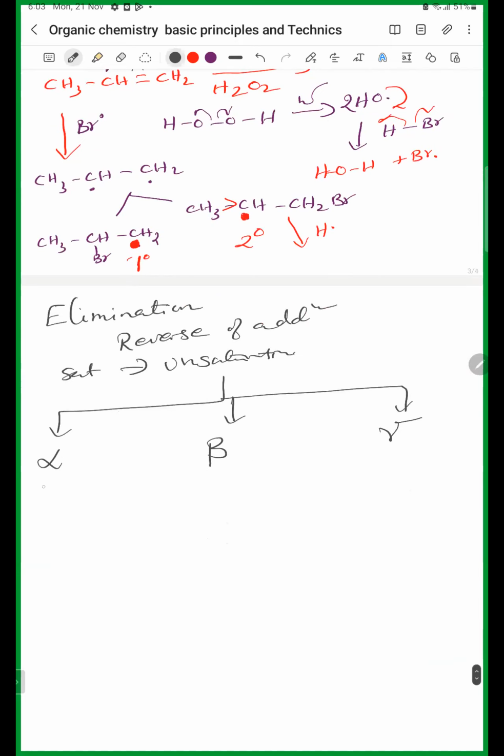If the eliminating groups are present on the same carbon itself, it is called 1,1-elimination or alpha elimination. If the two groups are removed from the first carbon and the second carbon, the adjacent carbons, it is called 1,2-elimination or beta elimination. If the groups are at the first and third positions, it is called gamma elimination. Look here.